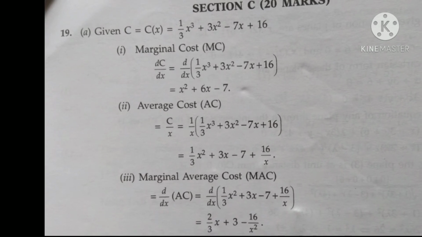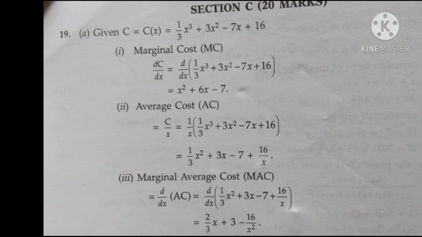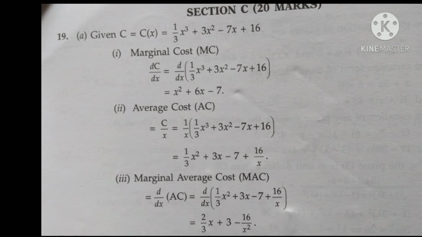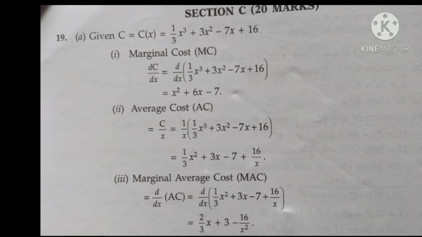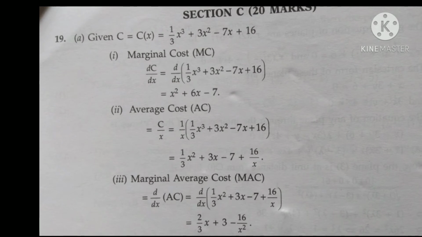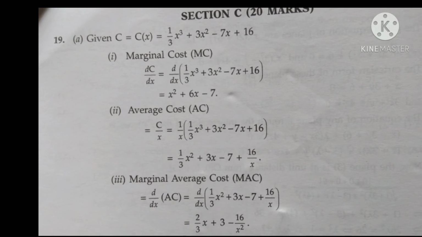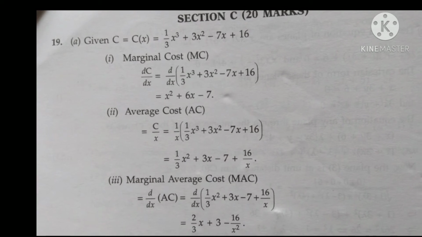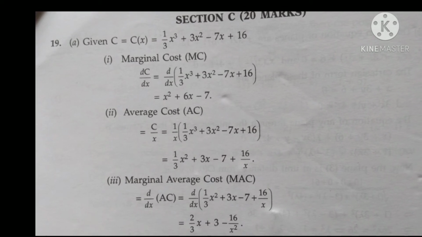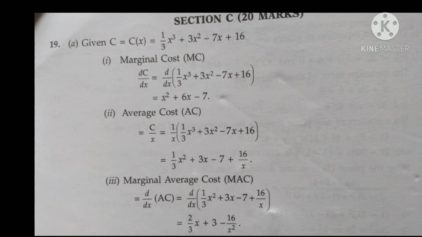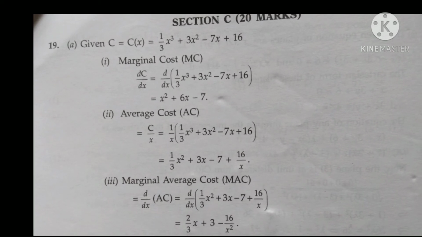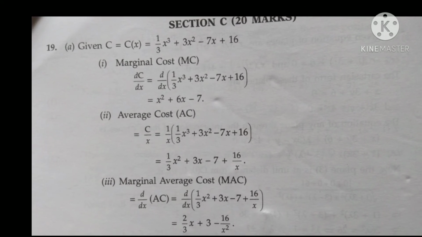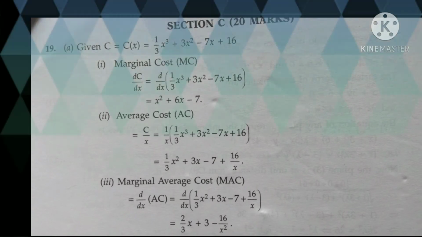dC by dx gives you marginal cost. So we first make a derivative of the cost function, which gives x square plus 6x minus 7. How do we get average cost? Average cost is equal to C of x by x, that is, the cost function divided by the total number of units. And how do we get marginal average cost? Again, we differentiate average cost, that is d/dx of AC. d/dx of AC gives you marginal average cost.